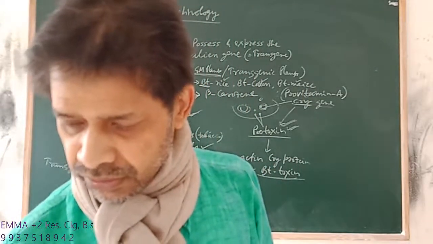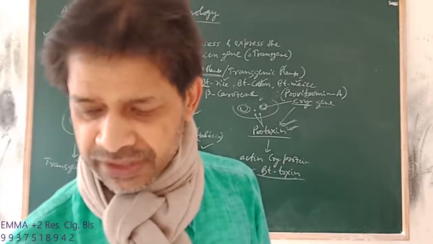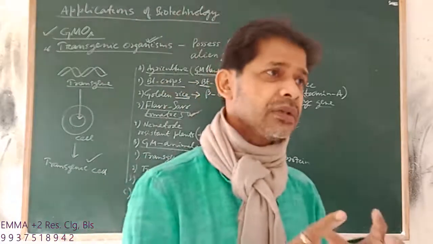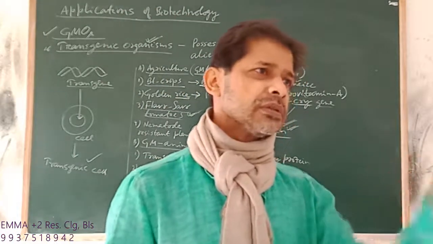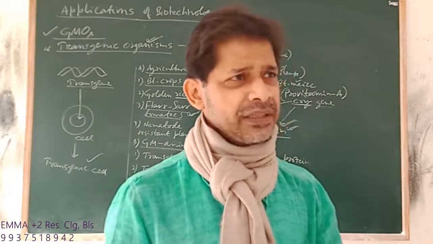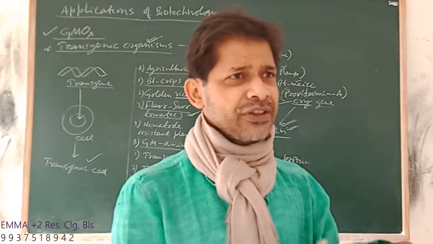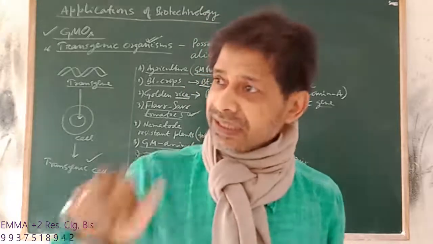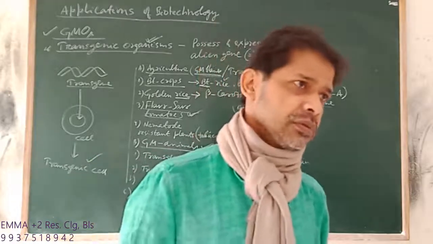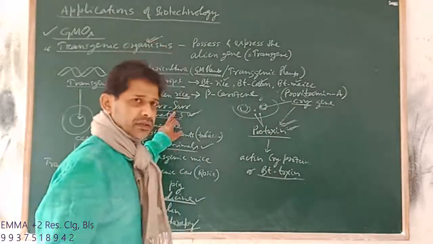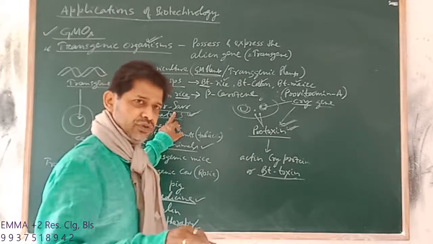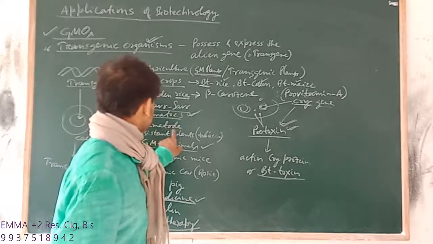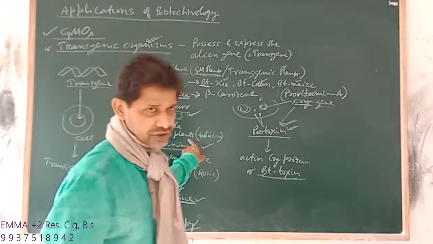So this polygalacturonase promotes the softening of the fruit. That's why tomatoes recently brought from the market get bruised and spoil. So polygalacturonase increases the softness of the fruit, but in this plant that enzyme activity is reduced because we have introduced a transgene. Now come to nematode resistant plants, tobacco.